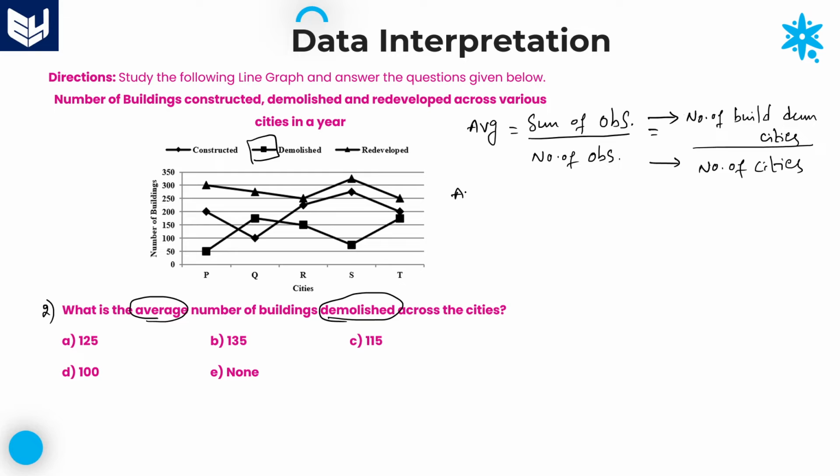Now you just calculate the average number of buildings demolished. I'll note down the values of demolished buildings from city P to city T. City P's value is 50, and the second value, between 150 and 200, is 175. The third value is 150 for city R. City S is between 50 and 100, which is 75, and city T is between 150 and 200, that is 175.